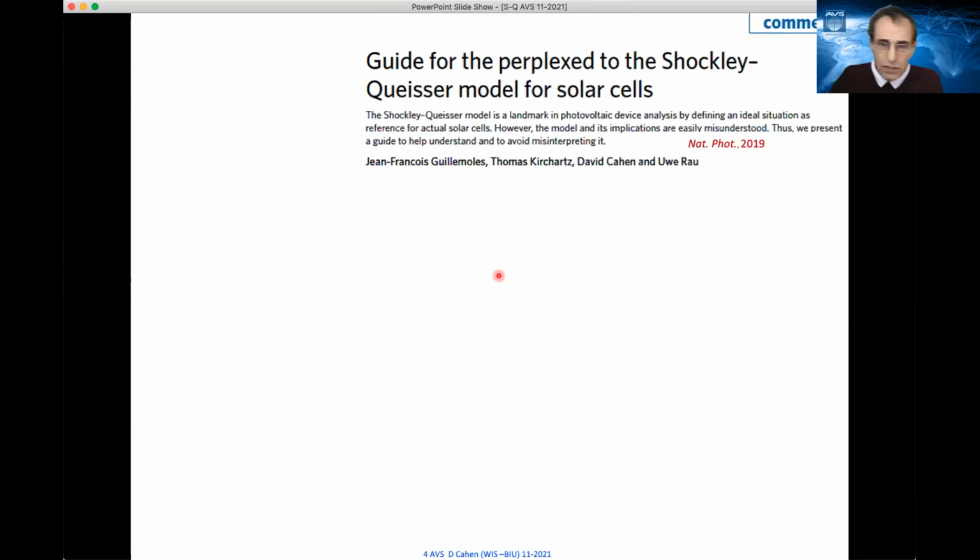So we set out to write this paper. Let me explain to you the way that the roles are divided. I was pushing for it for quite some time, in part because I found the original paper very difficult to read, and I'm not the only one. And I knew that both Jean-François Guillemot and Uwe Rau are great experts. So finally, in 2018, I got them together at the meeting in the Weizmann and convinced them. I think luck also played a role.